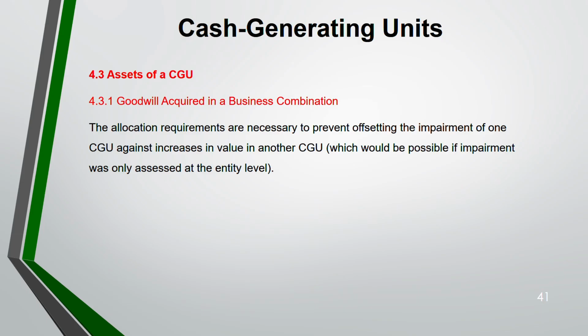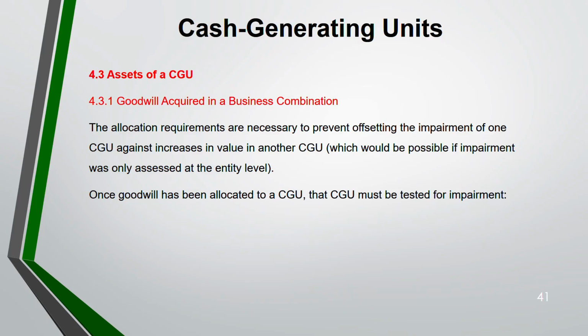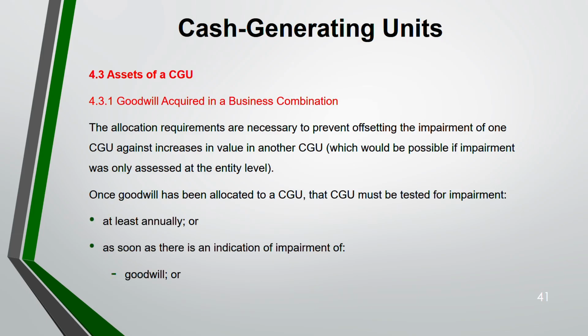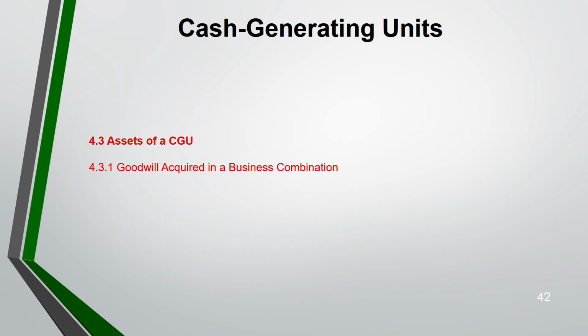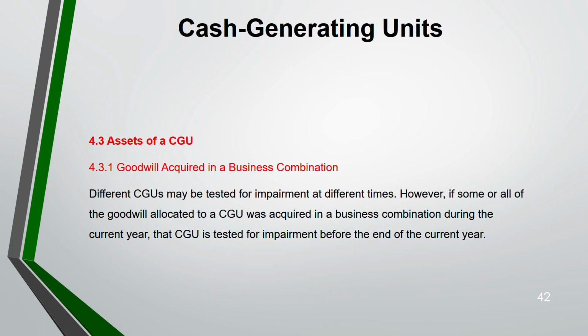But it is possible if your impairment was only assessed at the entity level, but usually it is not. So once the goodwill has been allocated to a CGU, you have to test that CGU for impairment at least annually, or as soon as there are indicators of impairment of goodwill or the CGU. Different CGUs will be tested at different times for impairment. But for some or all of the goodwill allocated to a CGU that was acquired in a business combination during the current year, you have to do the impairment testing before the end of the current year.